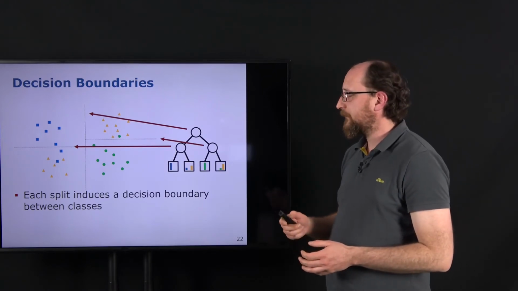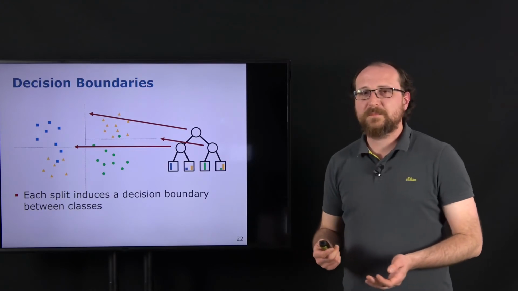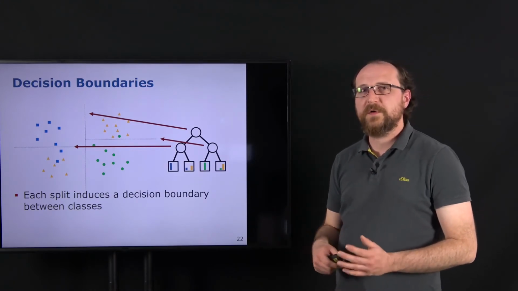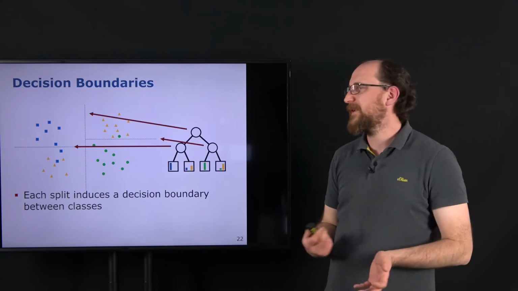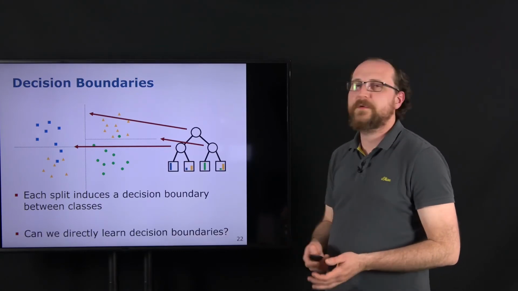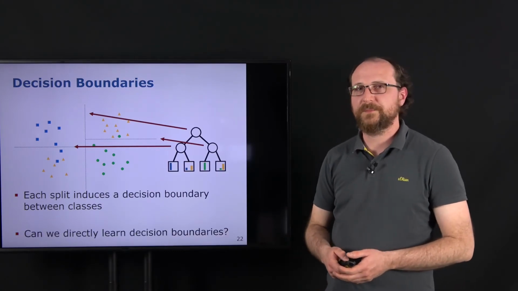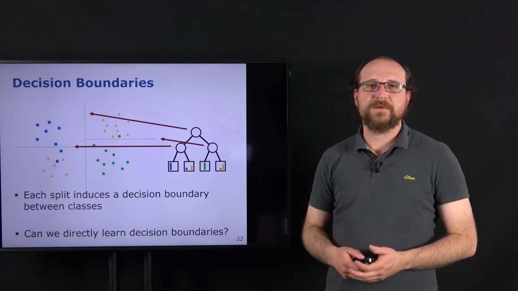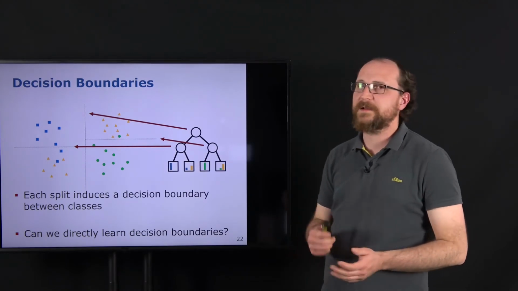And the question is now, okay, here we had somehow implicit decision boundaries, but maybe there's a possibility to directly learn the decision boundary between the classes. And this is the thing that I want to cover now. So how to learn directly the decision boundaries.